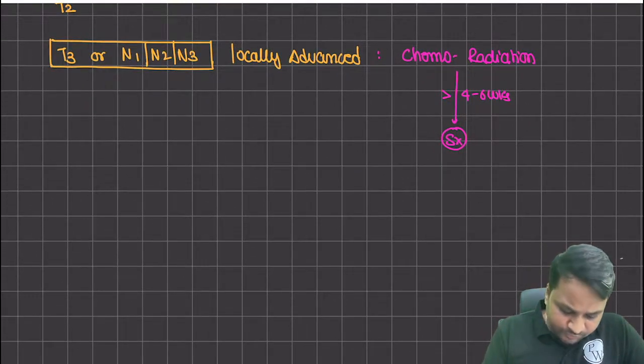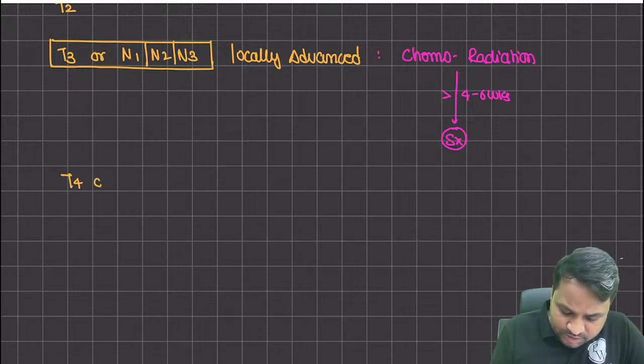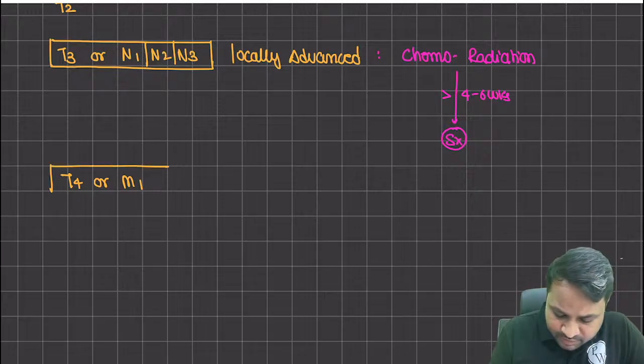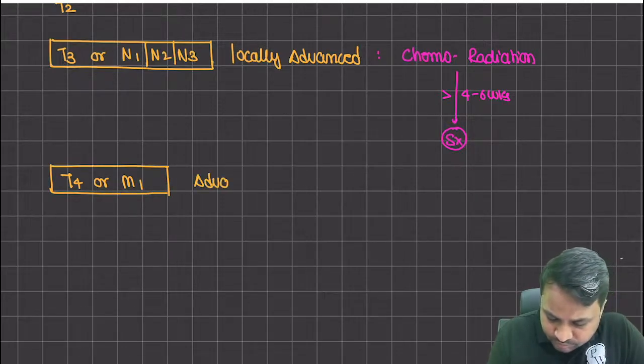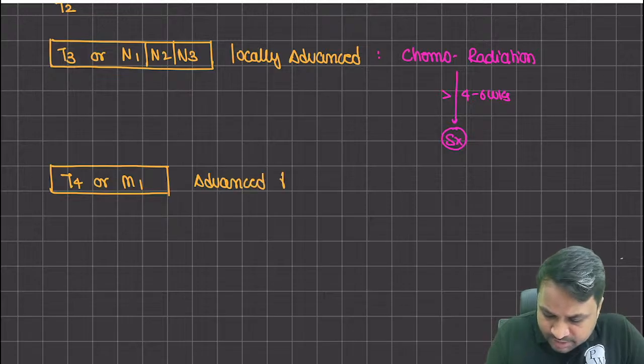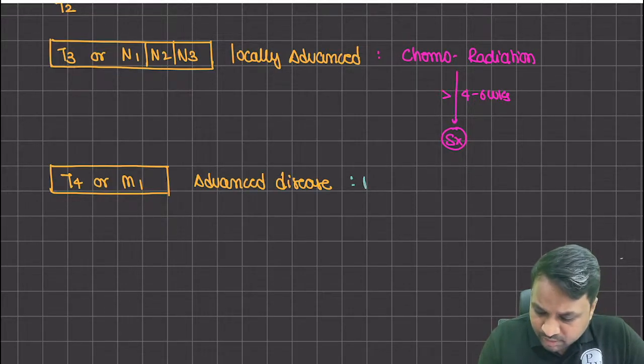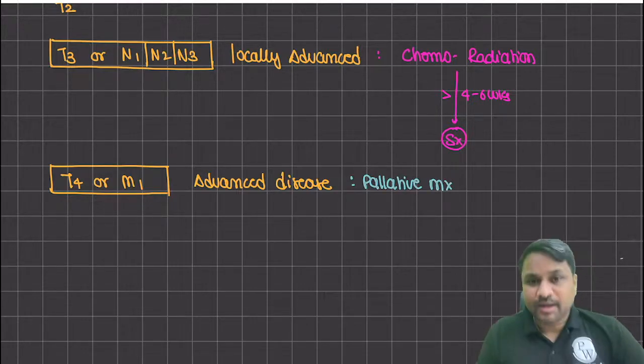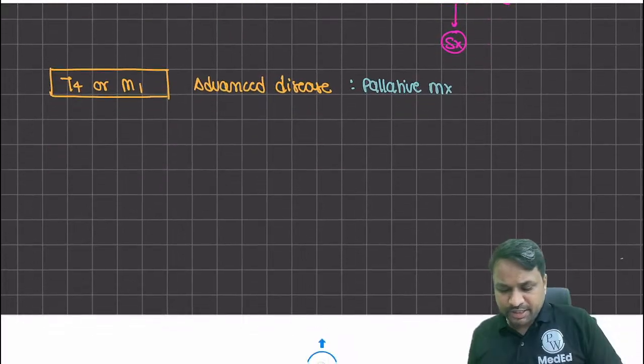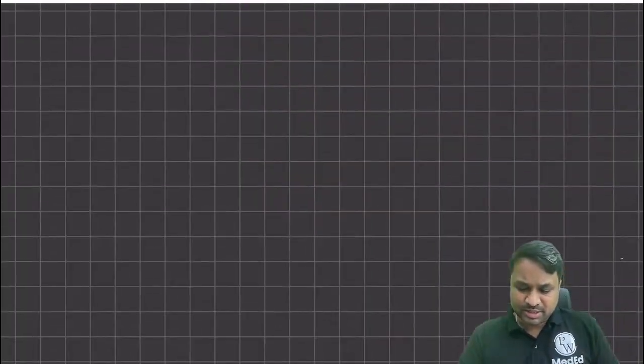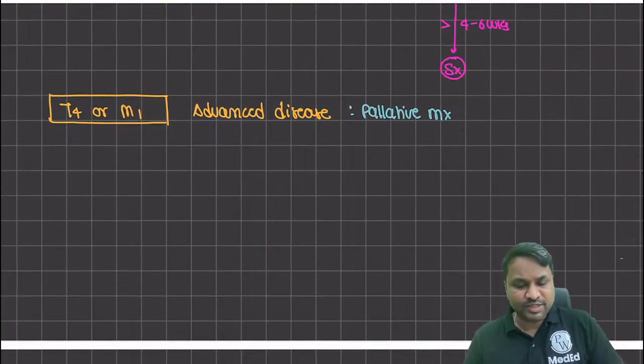Now, if it is a T4 disease or an M1 disease, then it is considered an advanced disease. So here only palliative management. Here it will be considered an advanced disease, and here we will go ahead with palliative management. So surgery we will discuss about it. In the palliative management, the basic concept is that this patient is going to have dysphagia, right?